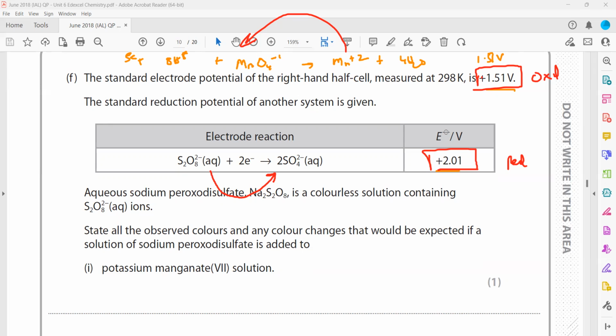Initially, because Mn7 is there, we already have a mixture of Mn +7 and Mn +2, and oxidation happens, so mostly we'll have Mn +7, so it will remain purple. Why is it purple? Because the equilibrium will shift towards the oxidation side. Whenever we compare electrode potentials, the one with the higher value undergoes reduction, and the other one undergoes oxidation.